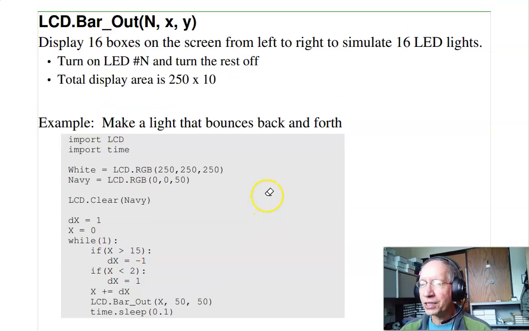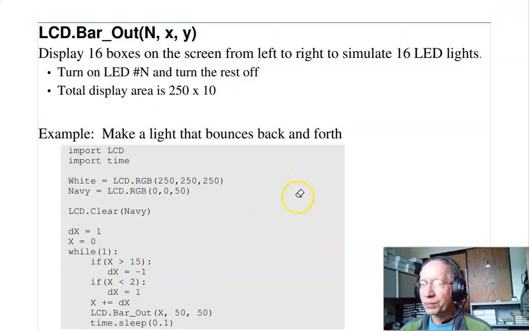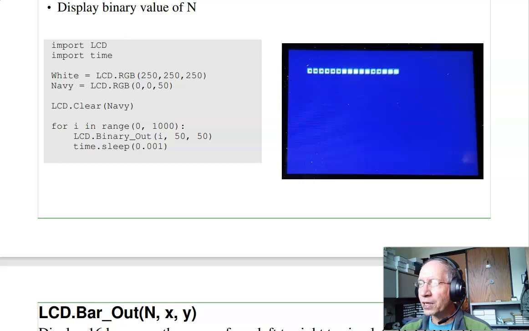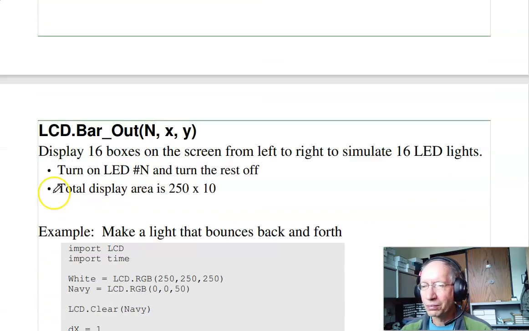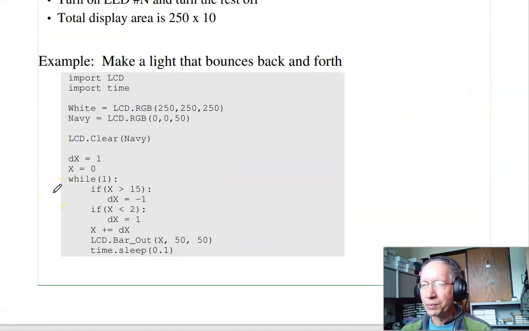There's also a bar chart. That's the same thing. If I do 0, they're all off. If I do 1, this one turns on. This is 2, 3, up to 16. Which LED is turned on? That's another thought might be useful.